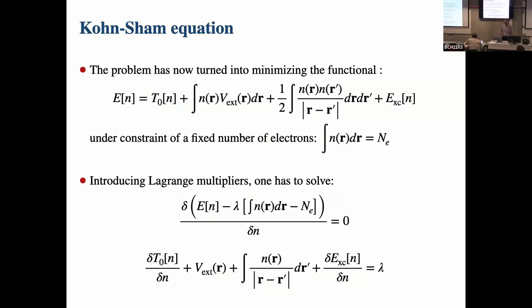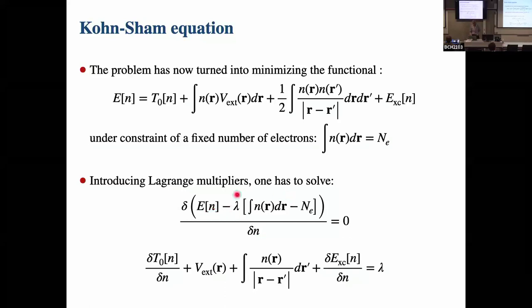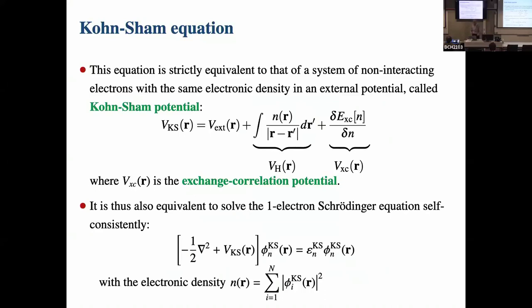Okay, so we have to minimize this energy with respect to the density, under the constraint that the integral of the density is the number of electrons. We can do that by introducing a Lagrange multiplier lambda here and deriving this functional with respect to the density. If you write formally the functional derivative of this expression, you get the external potential, you get the Hartree potential, and you get this other thing that, because the other ones are potentials, is going to be called a potential as well. And so we can formally write things as if there was a potential, the Kohn-Sham potential, which is the sum of the external potential plus the Hartree potential, plus this term here, which we label the exchange-correlation potential.